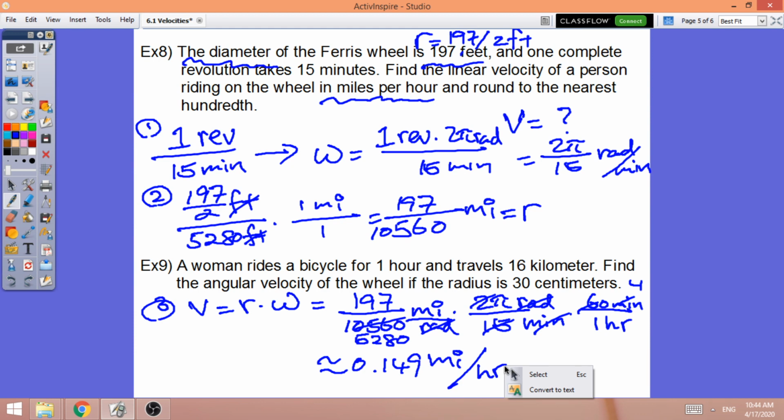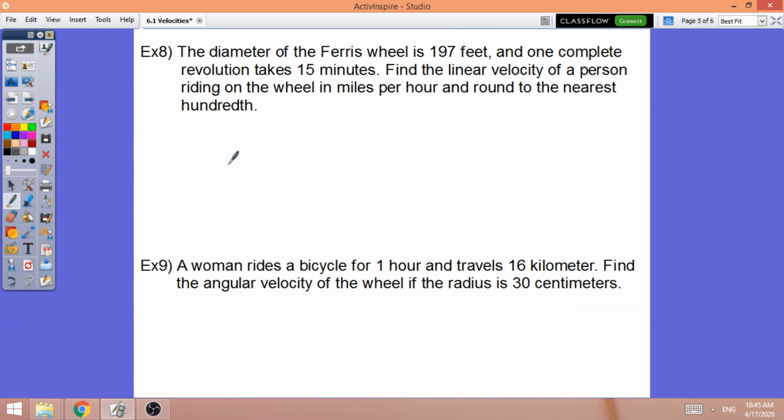So that's how fast the Ferris wheel car travels from one position to another position. Okay, so now let's take a look at the last one. Let me clear all this. Okay, so a woman rides a bicycle for 1 hour and travels 16 kilometers. Find the angular velocity of the wheel if the radius is 30 centimeters.